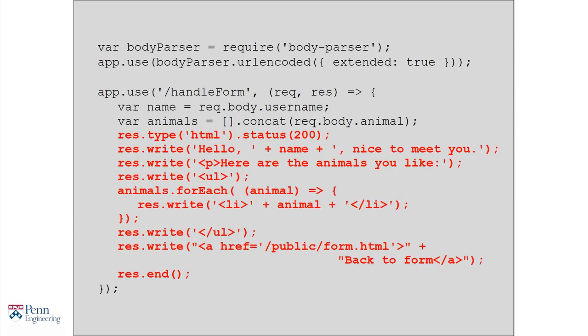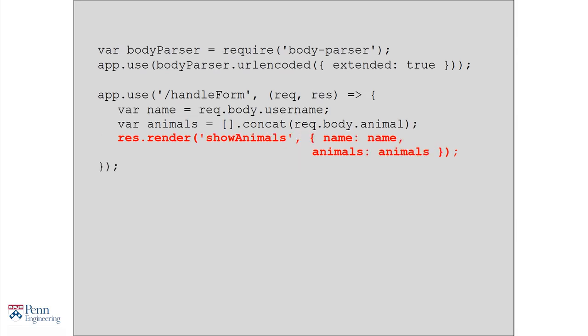We do need to have the JavaScript code that gets the username out of the request body and converts the selected animals to an array. But all of this other code shown here is not really the code for the logic of our program, but is really just the rendering of the HTML. So we'll remove that entirely and replace it with the render function. We'll call response.render, and we'll specify that the EJS file that we want to render is showAnimals. Again, showAnimals.ejs would need to be in the views subdirectory.